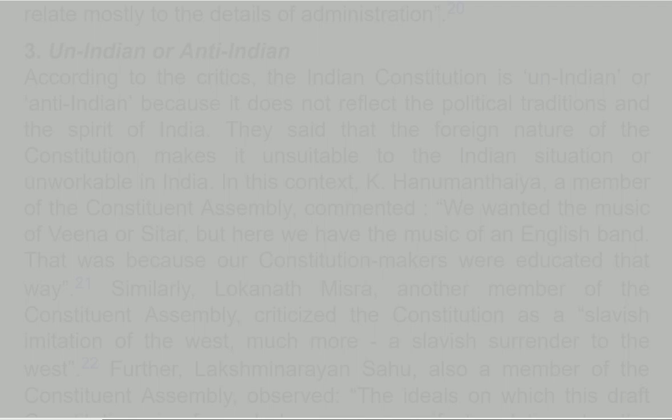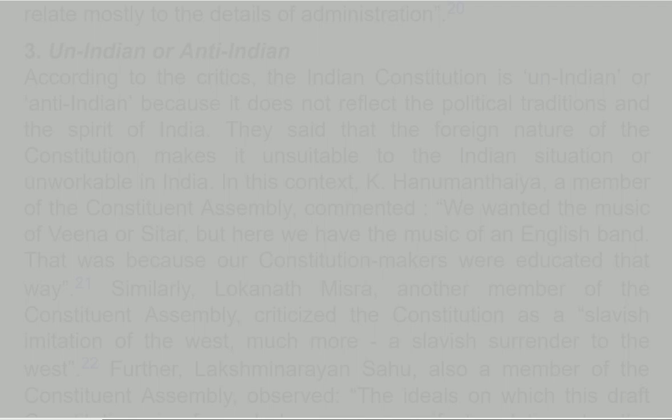Articles 244 to 244A. Part 11: Relations between the Union and the States, Articles 245 to 263. Chapter 1: Legislative Relations, Articles 245 to 255. Chapter 2: Administrative Relations, Articles 256 to 263. Part 12: Finance, Property, Contracts and Suits, Articles 264 to 300. Chapter 1: Finance, Articles 264 to 291. Chapter 2: Borrowing, Articles 292 to 293. Chapter 3: Property, Contracts, Rights, Liabilities, Obligations and Suits, Articles 294 to 300. Chapter 4: Right to Property, Article 300A.